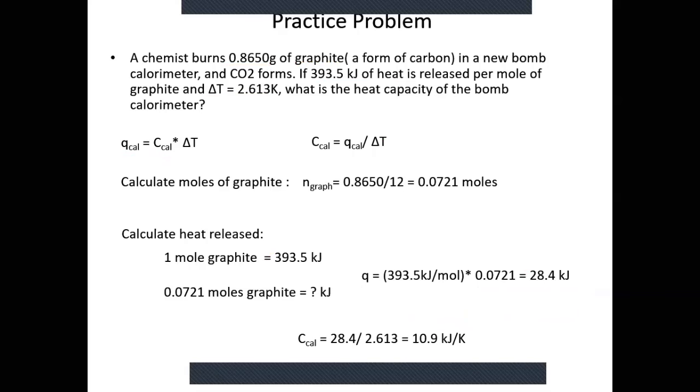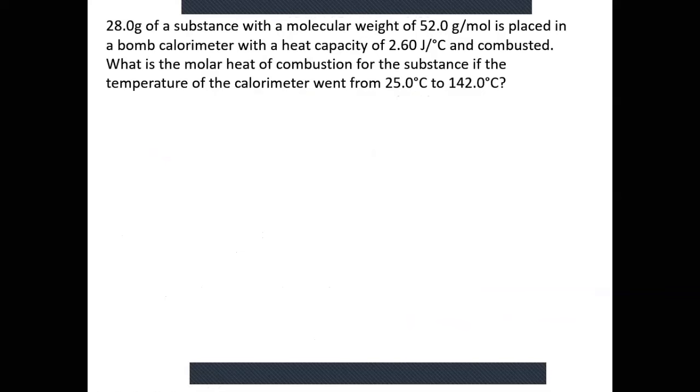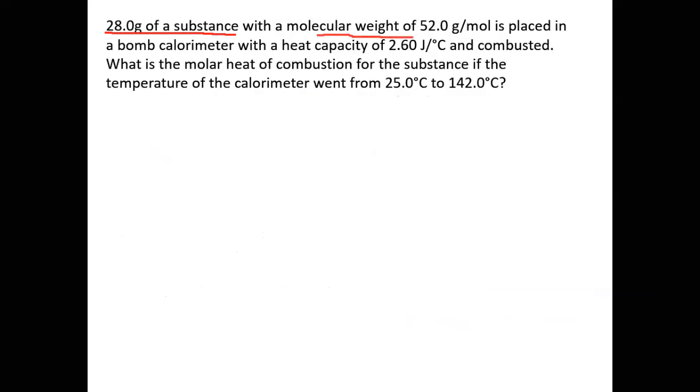Let's look at one last problem involving bomb calorimetry. In this example, we have 28 grams of a substance that has a molecular weight of 52 grams per mole, placed in a bomb calorimeter, which has a heat capacity of 2.6 joules per degree Celsius. It combusts. We want to find the molar heat of combustion for the substance if the temperature of the calorimeter went from 25 degrees Celsius to 142 degrees Celsius. So what we're looking for is delta H of combustion, which equals Q of reaction divided by moles of substance, because we don't know what it is.